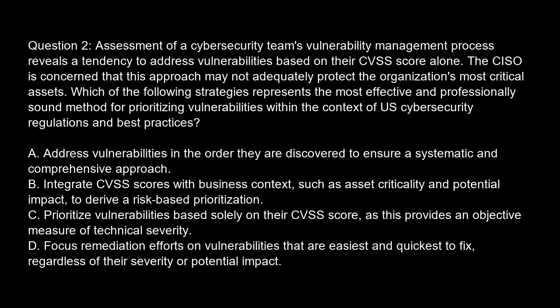Option A. Address vulnerabilities in the order they are discovered to ensure a systematic and comprehensive approach. Option B. Integrate CVSS scores with business context, such as asset criticality and potential impact, to derive a risk-based prioritization. Option C. Prioritize vulnerabilities based solely on their CVSS score, as this provides an objective measure of technical severity. Option D. Focus remediation efforts on vulnerabilities that are easiest and quickest to fix, regardless of their severity or potential impact.